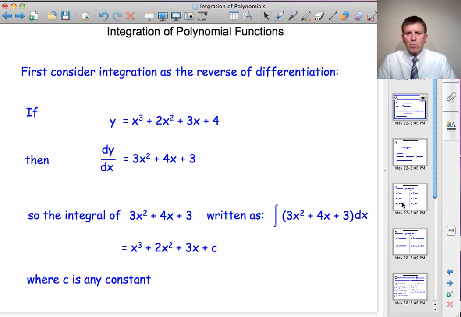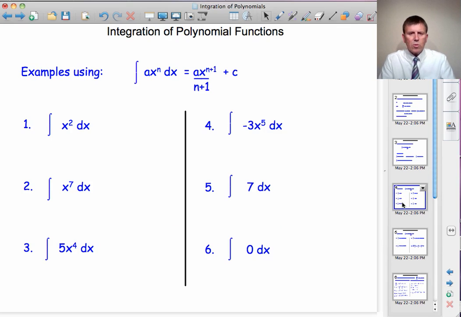Okay, let's move on and look at some examples now. Let's work through these. Integrate first of all x squared with respect to x, and what we get is this is equal to x cubed, raise the power by 1, divide by the new power, plus a constant of integration. Integrate x to the power 7 with respect to x. Raise the power by 1, we get x to the 8, divided by the new power, plus a constant.